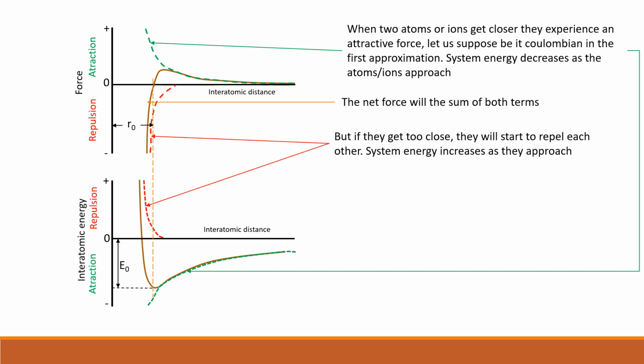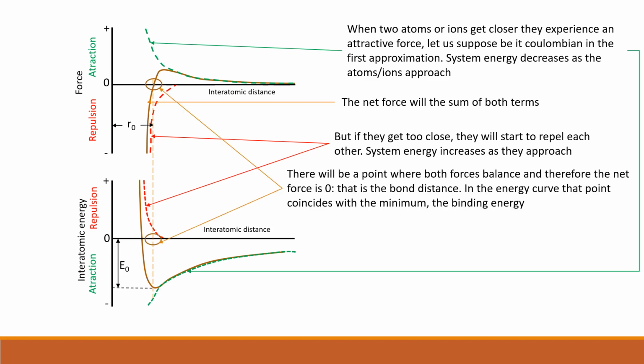Then, of course, the net force will be the sum of the two terms. Also, the energy will be the sum of the two terms. And there will be a point, of course, in which both forces equalize. So both forces are balanced, and therefore, we have zero net force. That is the bond distance. In the energy curve, this point corresponds to the minimum of the energy, and it's called the binding energy.